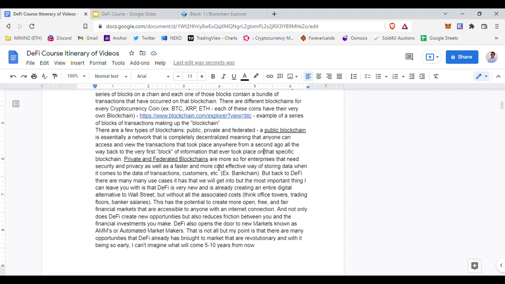So yeah, beyond that, you have private and federated blockchains, which are more for enterprises that need security and privacy, as well as a faster and more cost-effective way of storing data, such as the data of transactions and customers and all that comes along with it. An example is Bank Chain. I'm not going to get too much into private and federated because we don't really deal with it, if at all, in this DeFi course.